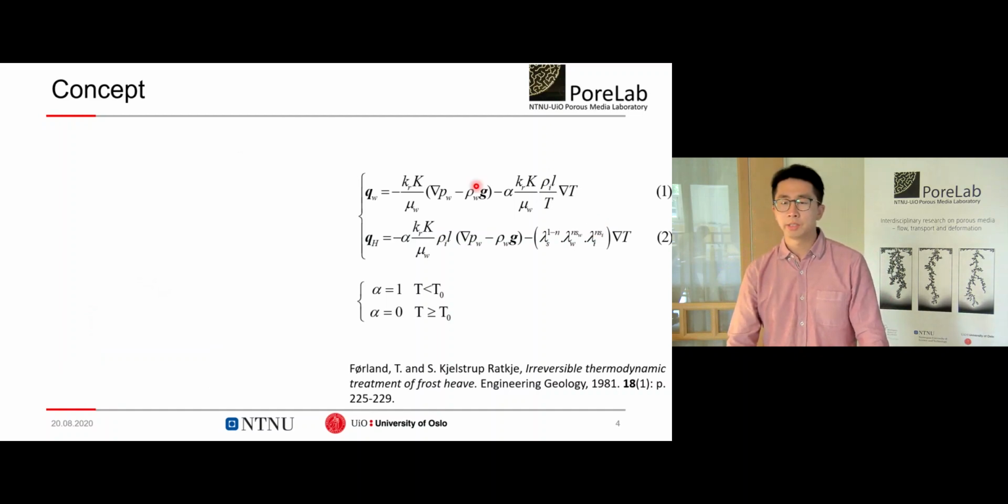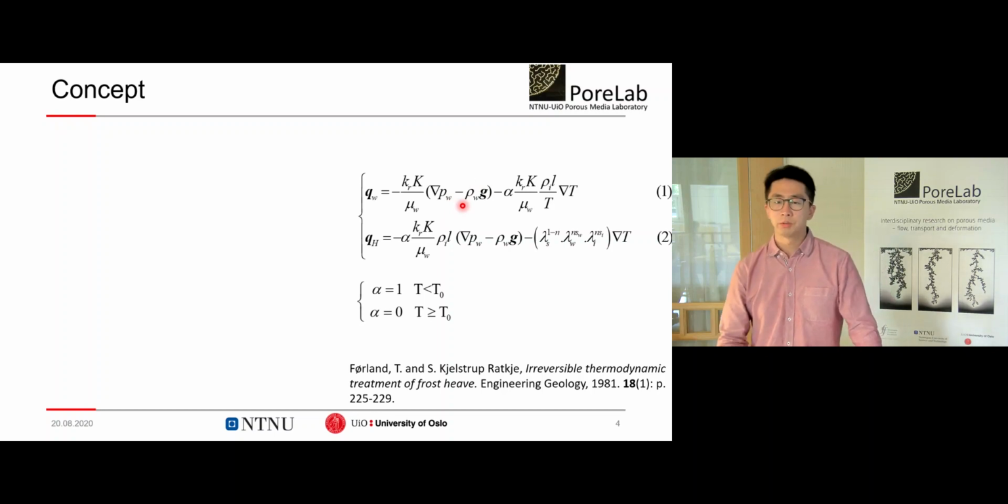Here we can see a set of equations. It's a couple of equations which is from Onsager's non-equilibrium thermodynamic theory. And from this we can know that water flux not only depends on the pressure gradient, but also depends on temperature gradient, and also the heat flux not only depends on the temperature gradient, but also depends on the pressure gradient. And there's a key factor here. We call this the coupling coefficient, which is from the Nobel Prize winner's theory.